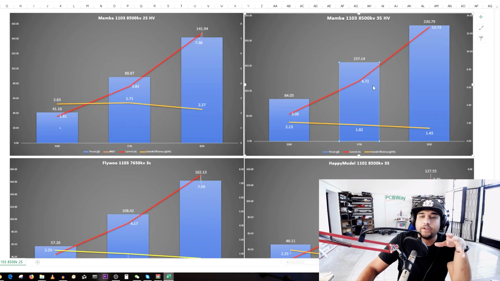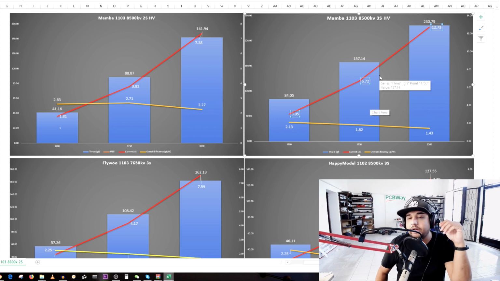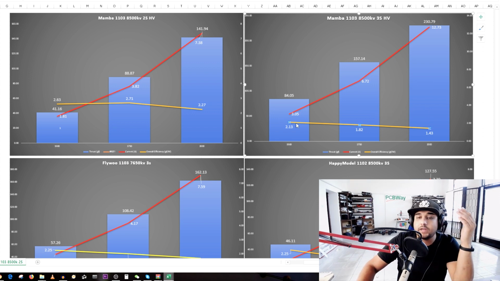Now around 75% throttle, we get 157 grams of thrust here at 6 amps. It's still pretty power hungry, or amp hungry here, so it is a pretty powerful motor. And you can see the graph for the overall efficiency drop as the throttle goes up on a 3S, unlike what we saw on the 2S.